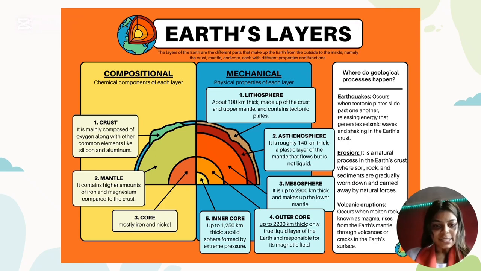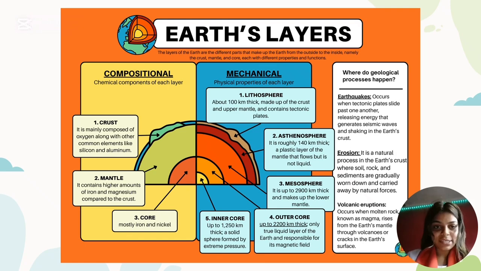Then we move on to the second one, which is the crust. This is the outermost layer of the Earth and forms the Earth's surface. This includes continents and ocean floor. The crust is mainly composed of oxygen, silicon, and aluminum. This layer is where we as humans live, and where surface processes such as erosion and weathering occur.